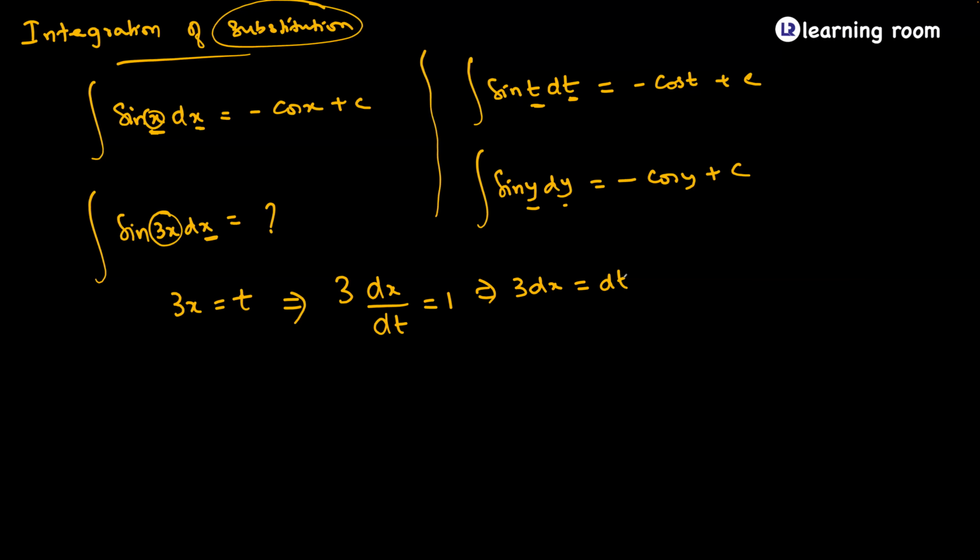Am I clear with this point? Okay, listen to this carefully. I'll call this 1 and from here, I'll take dx is equal to dt by 3. I'll call this 2. Am I clear with this?